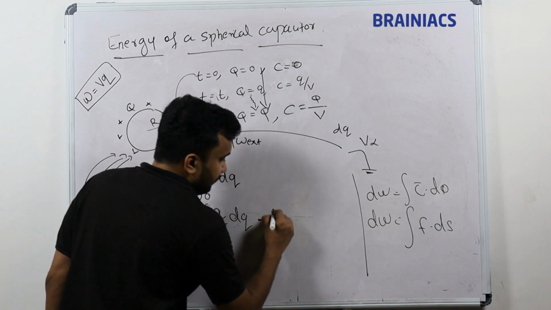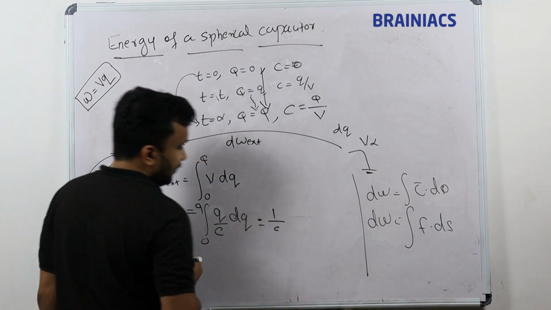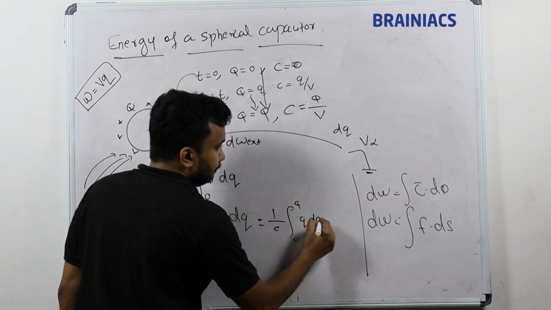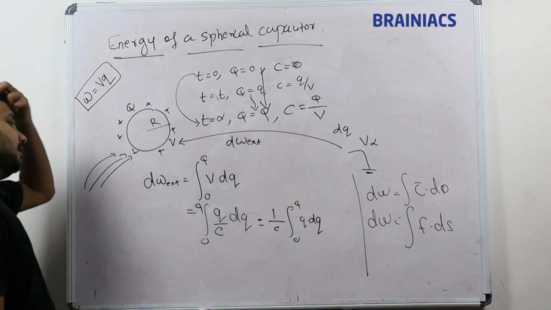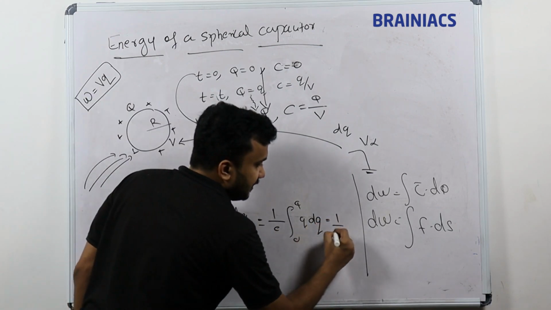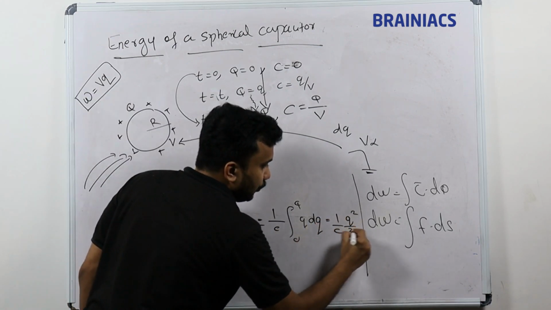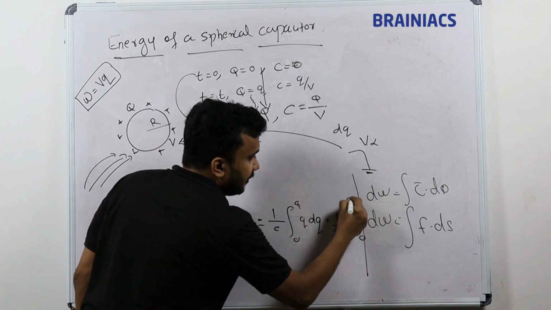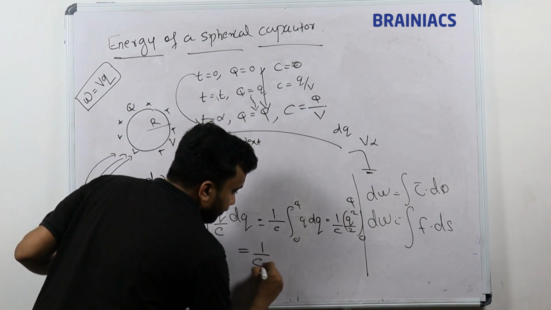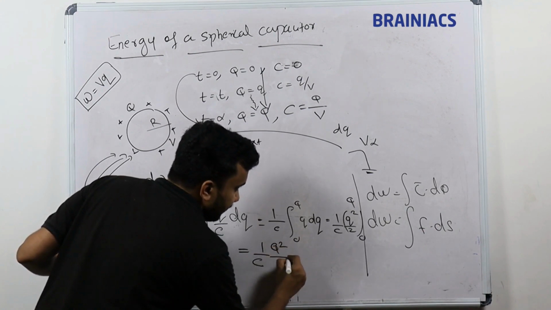So what is constant here? 1 by C is constant. Integral 0 to Q of q dq. What is the integral's value? It will be 1 by C into q square by 2. We apply the limit from 0 to capital Q. Once we apply the limit, what will we get? 1 by C into Q square.